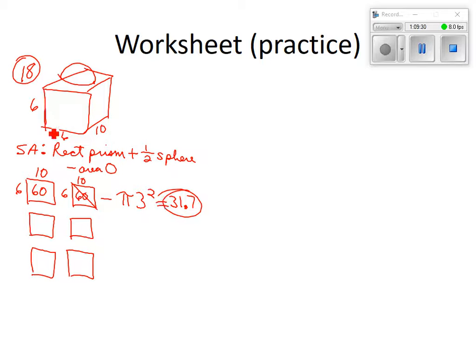Let's do this front face here. What are the dimensions of it? 6 and 6. What's that area? 36. What's the back side that we can't see? 6 and 6, which is 36. How about the dimensions of this face? 6 and 10, which is 60. How about the one we can't see on that side? 6 and 10. And so we have all that, but we still have to find the surface area of what?